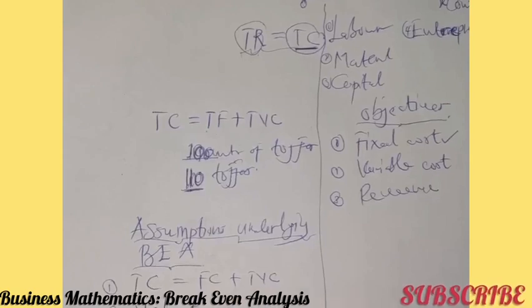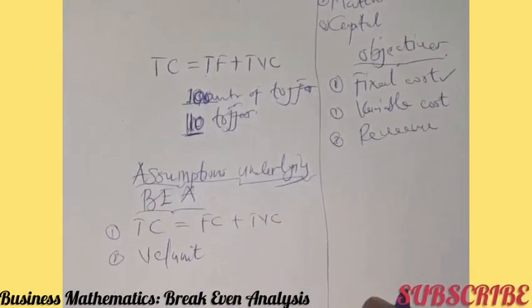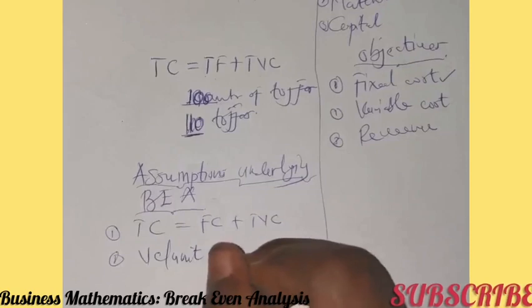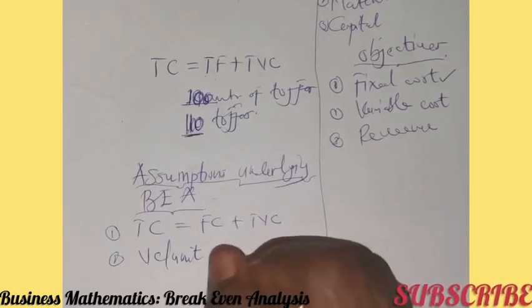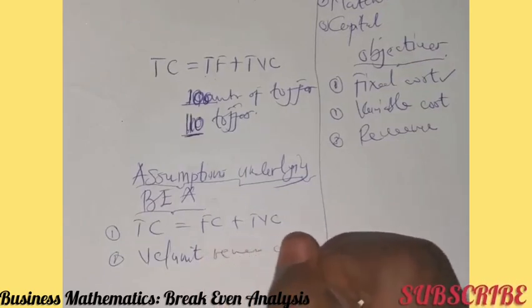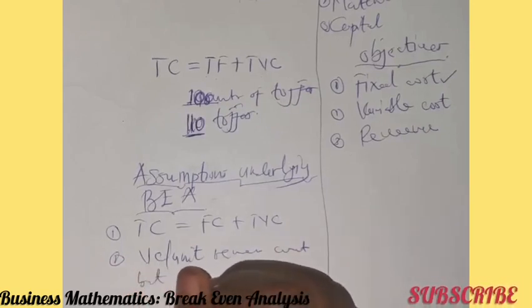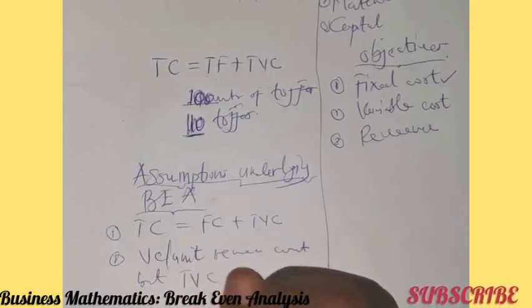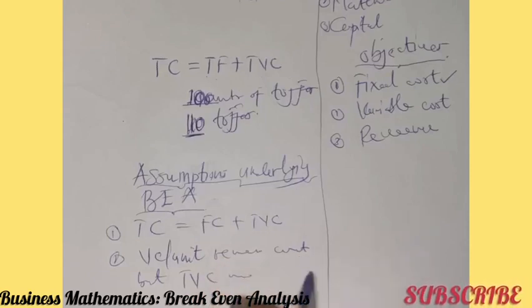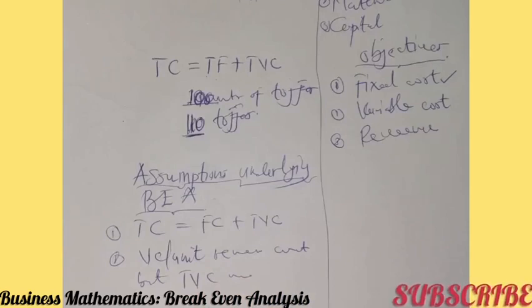Then also the second one, your variable cost per unit remains constant. But your total variable cost will vary. That's what the assumption is saying. And what is the meaning behind this assumption that we are talking about?